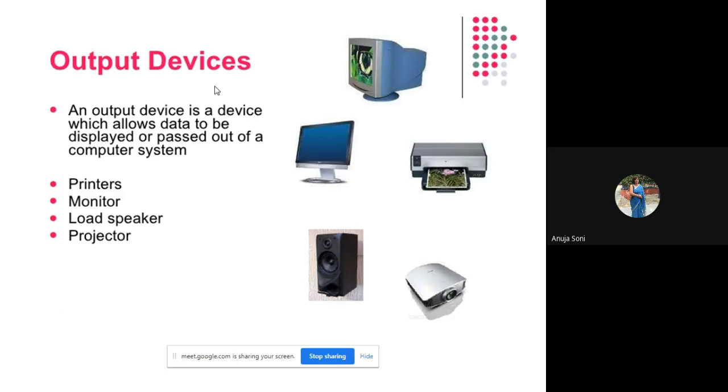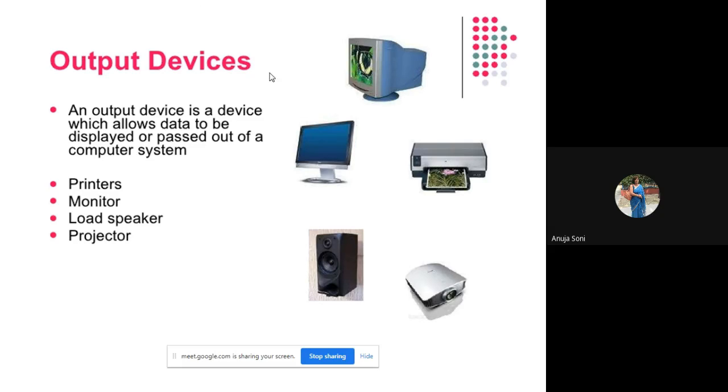Now, there are the output devices. Output devices are the devices which facilitate you to view the output or generate the output. There are two types of outputs. One is soft copy, another is hard copy. Soft copy is basically when you get your final output data virtually. For example, the monitor generates the output data in the form of soft copy.